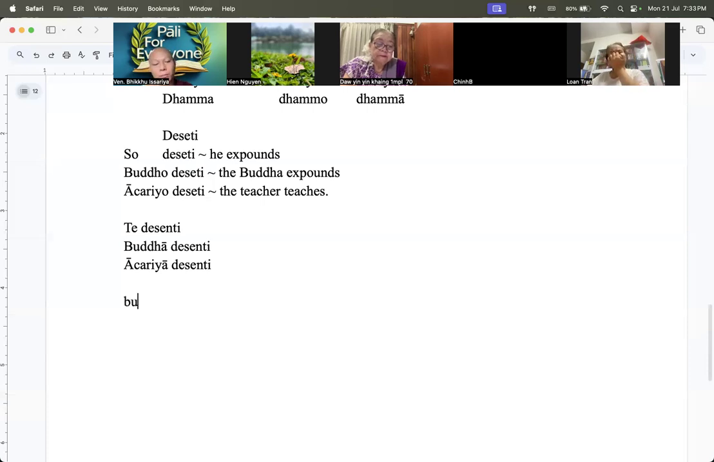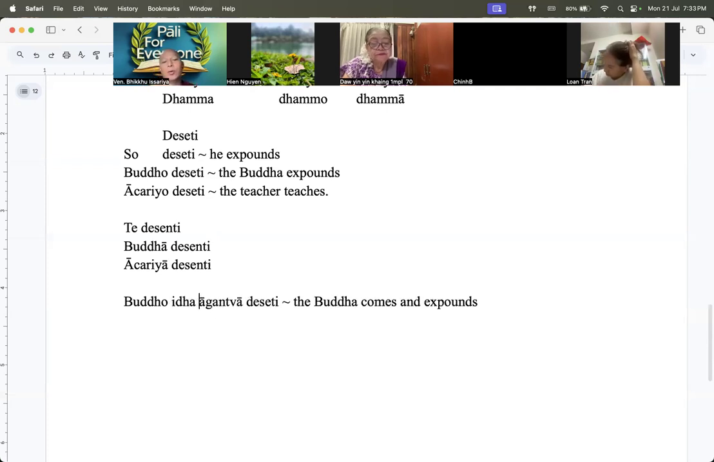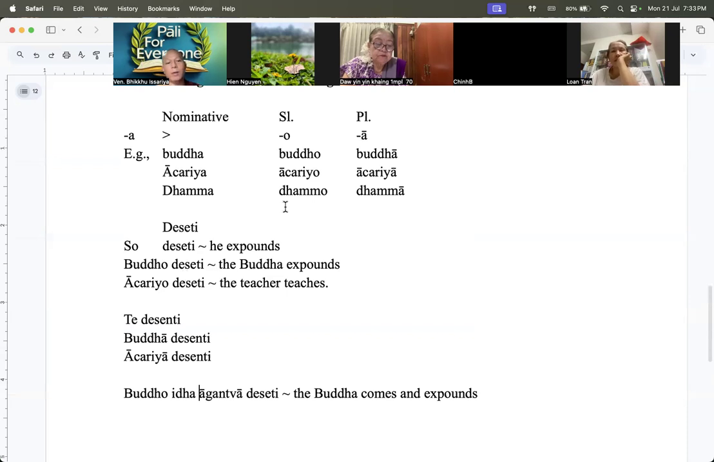So Buddha, like the Agandoa, they say did in this way. So the Buddha comes and expounds in this way, or the Buddha after coming, the Buddha expounds. So maybe we can put Ida: Bodho Ida Agandawa Desidi. The Buddha comes here and expounds. So in this way it can be understood. Now that is just some example of that one.